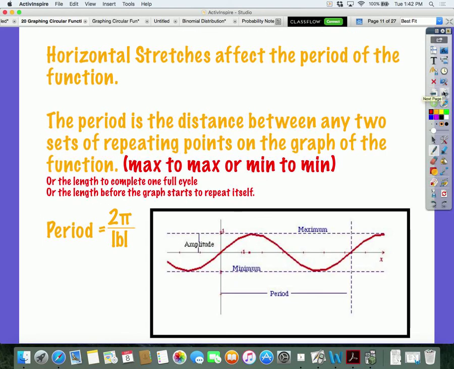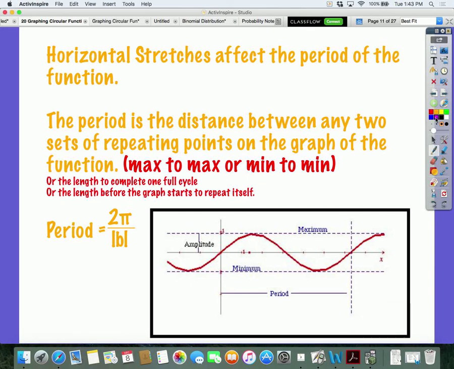Now for your horizontal stretches, they affect the period of your function. Okay? And the period is the distance between any two sets of repeating points on the graph. So that could be like a max and a max, or a min to a min. Another way you can look at the period also is as the length of one complete cycle, or basically the length before the graph starts to repeat itself.